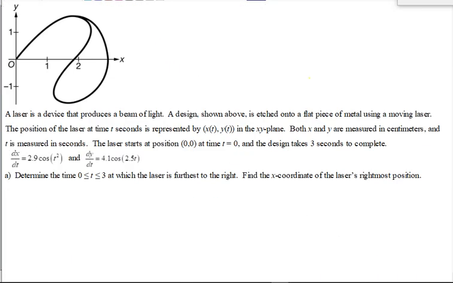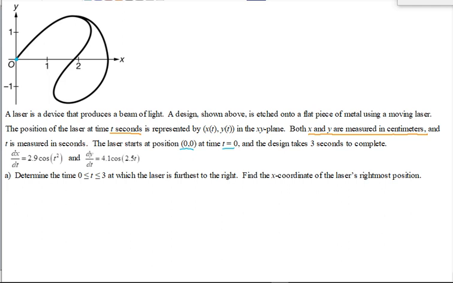On this one, it says a laser is a device that produces a beam of light. The design shown above is etched onto a flat piece of metal using a moving laser. The position of the laser at time t seconds, so again our units for time are seconds here, is represented by x of t, y of t, in the xy plane. But this time we aren't given the position function. And it says x and y are both measured in centimeters, and t is measured in seconds. Again, the laser starts at position 0, 0, so it's starting right here, at time 0. And the design takes 3 seconds to complete.